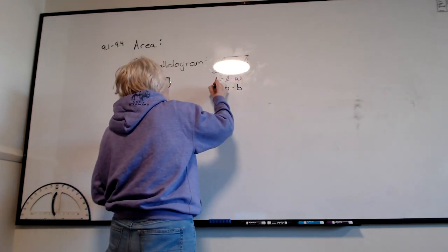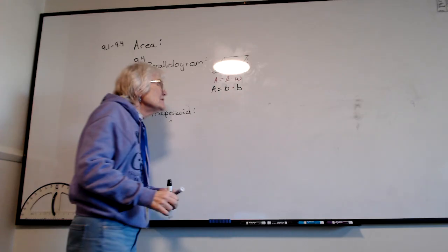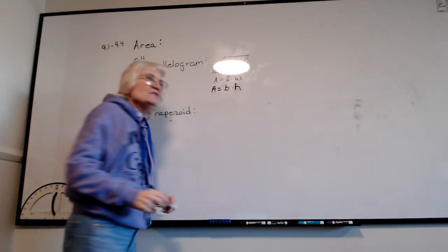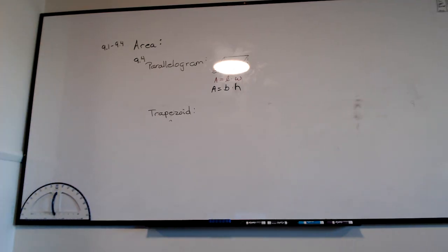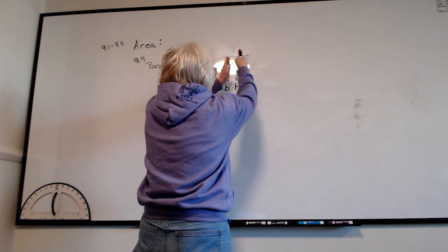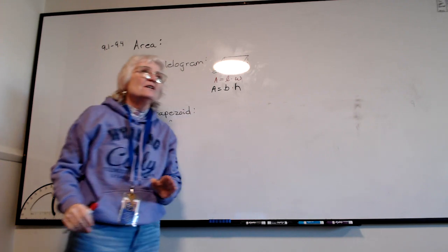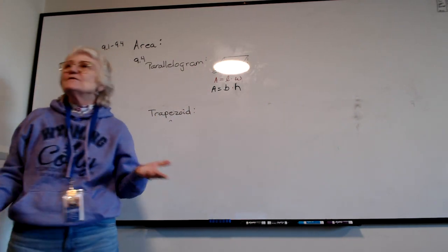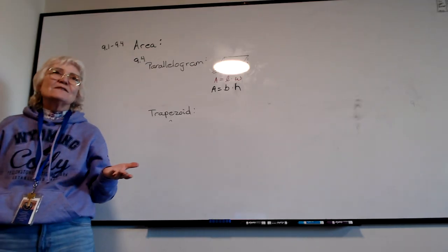Do I have to divide it by 2? Do I have to divide that by 2, or do I have a full rectangle? No, all I do is square up my parallelogram by taking one end and putting it over here, getting a rectangle, and then I just use the formula for a rectangle because that's what you have.